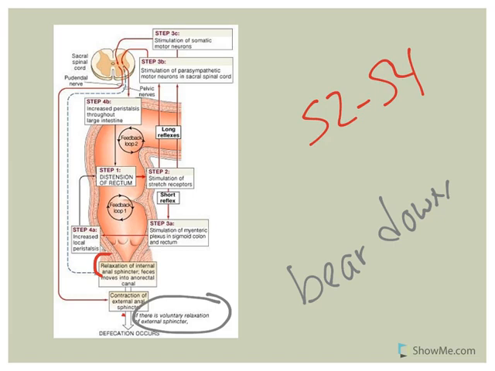So don't confuse defecation reflexes with actual defecation. The defecation reflexes involve relaxation of the internal anal sphincter, but contraction of the external anal sphincter. You must voluntarily relax the external anal sphincter to be able to actually defecate. Okay, so I just wanted to tell you about that. This is the last for the digestive system, so we're going to end here.